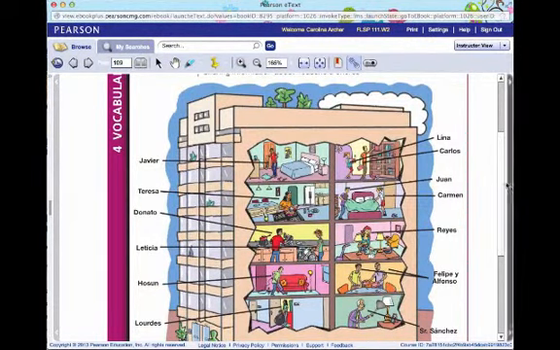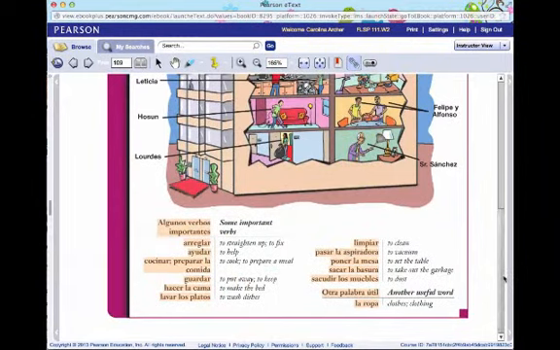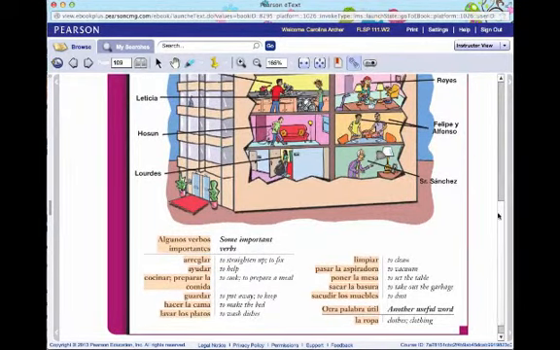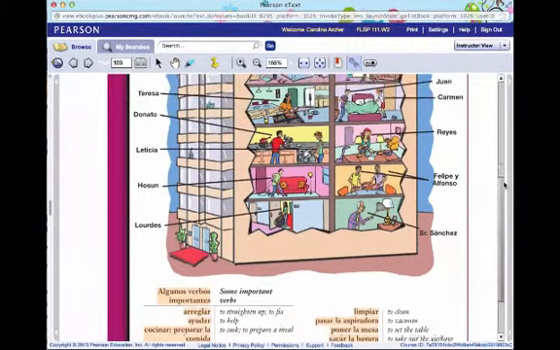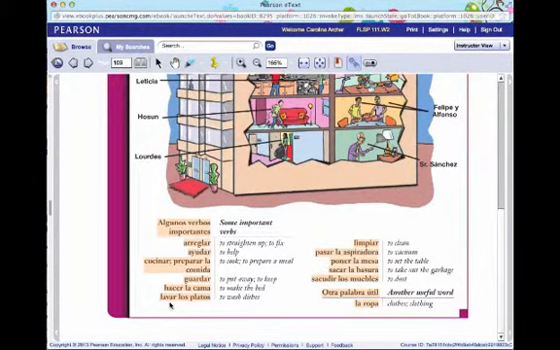Javier is straightening up his bedroom. Or we can say el señor Sánchez sacude los muebles. We can say Leticia, que está aquí, Leticia y Donato, that would be ellos, Leticia y Donato lavan los platos.